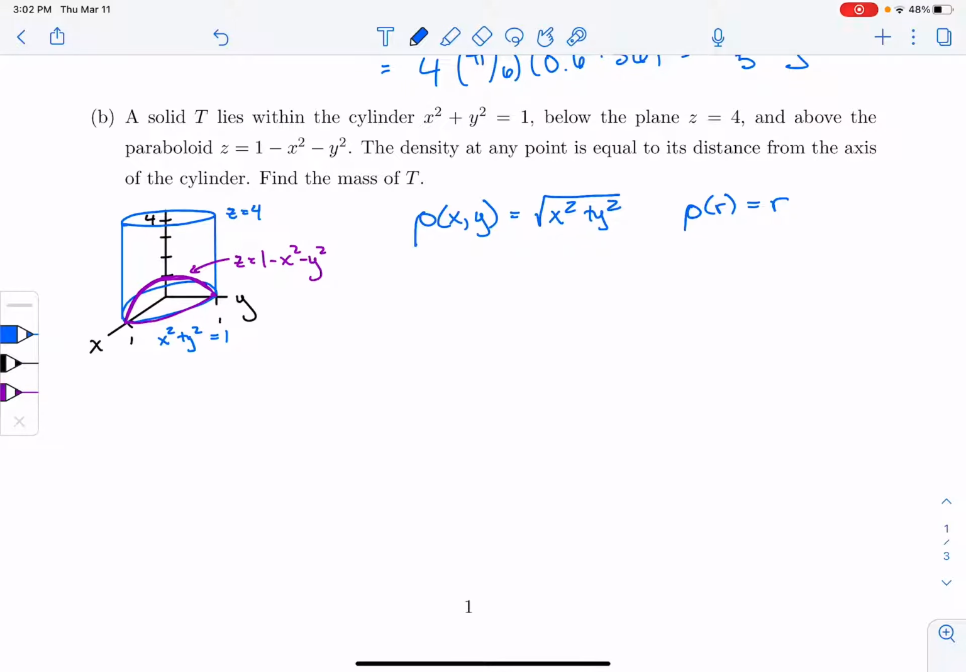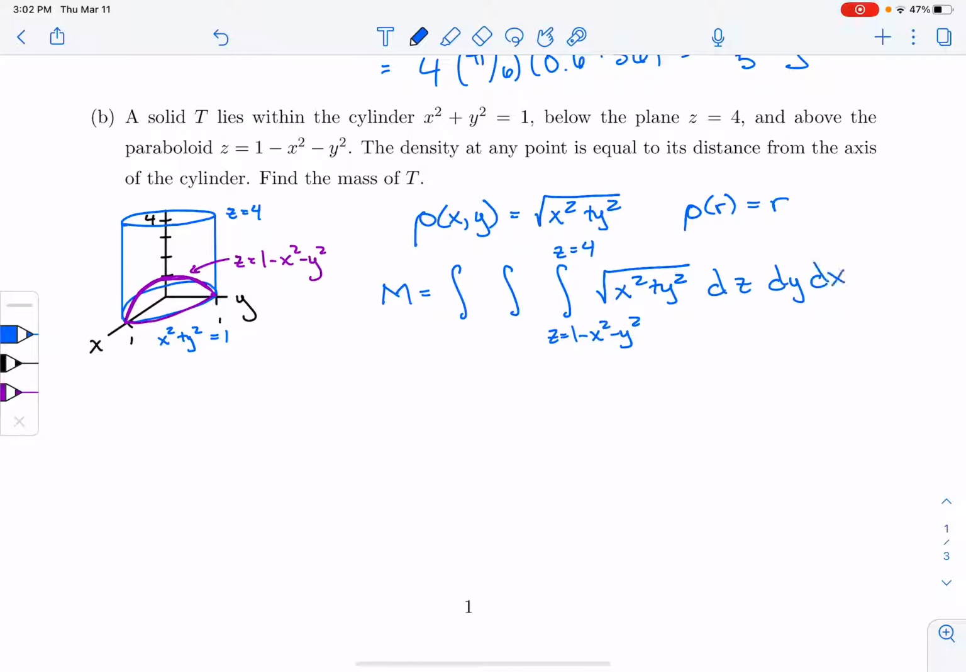Now, I'd like to, again, find the mass inside that kind of peanut butter jar. So I could describe this in rectangular coordinates, and I'm going to do that first. I'm going to integrate from z equals 1 minus x squared minus y squared to z equals 4, the square root of x squared plus y squared, dz. Then I would integrate dy and then dx, describing that circular region.